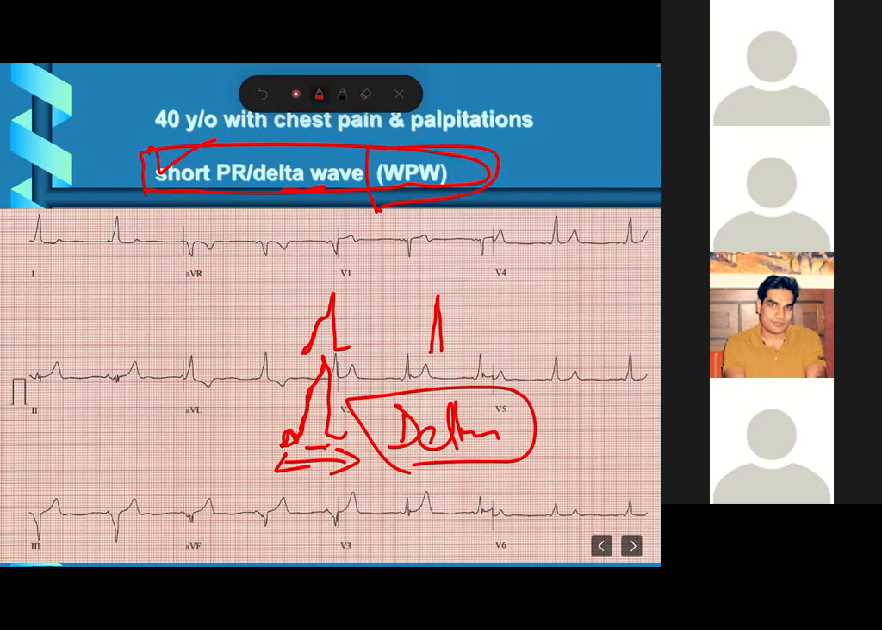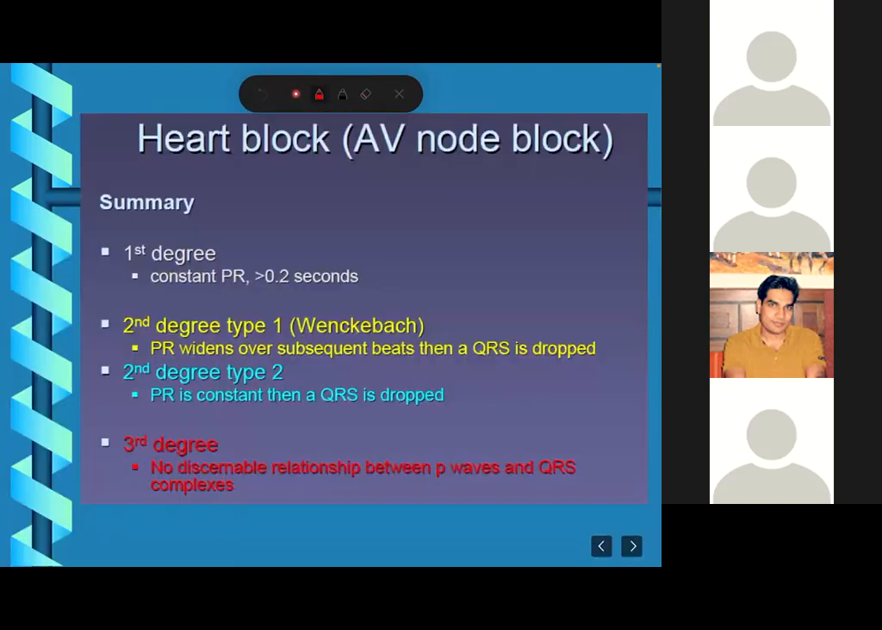Then this is the first degree AV block in general. The PR interval is prolonged. A fixed prolonged PR interval is the finding of first degree AV block. In second degree AV block, the ECG phenomenon is that the PR interval gradually increases.